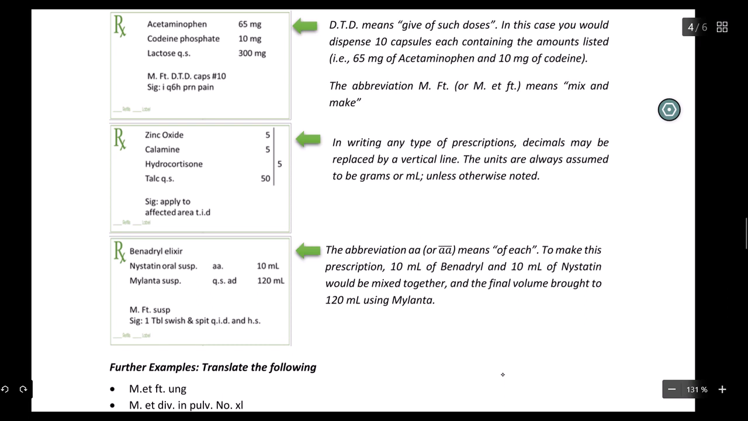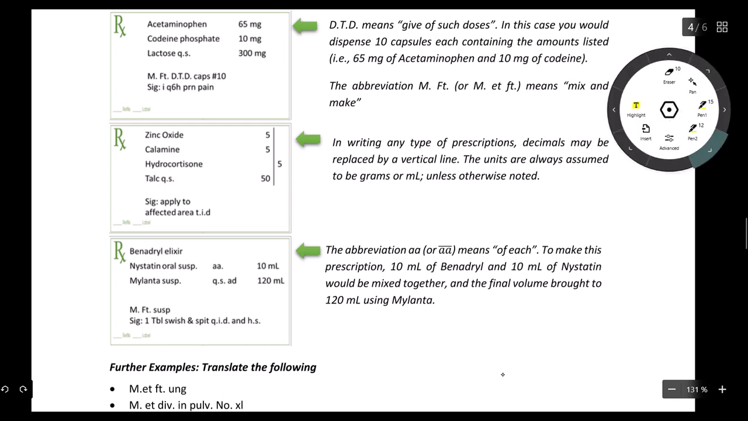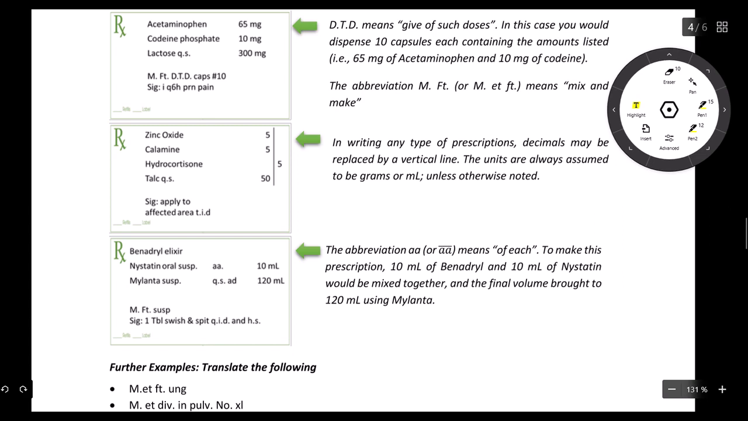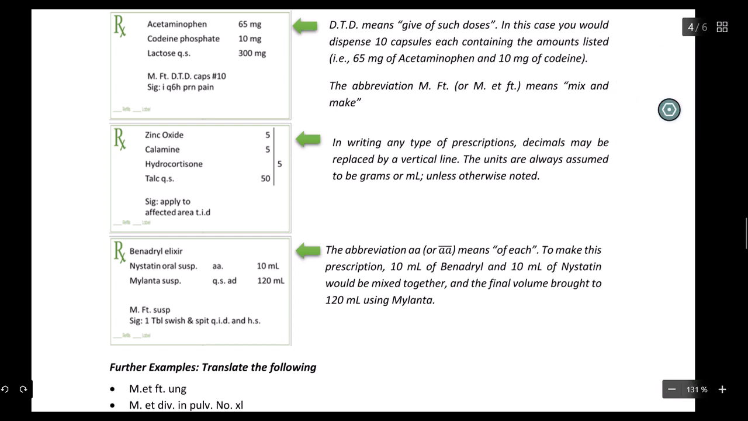Hydrocortisone is also powder. This is 0.5, right? That's how that's being interpreted. And talc, again, is that QS. So you add a sufficient amount up to the amount for 58 grams in that case. All right. So again, it says apply to the affected area, TID. Again, you should know TID is 3 times a day.